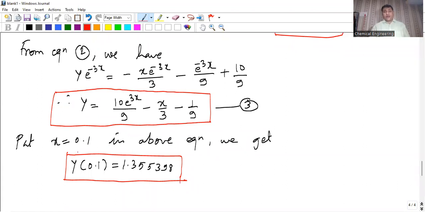So is there any doubt in this example? Is there any doubt in this example? No, sir. So that's good that you don't have any doubt in this example.